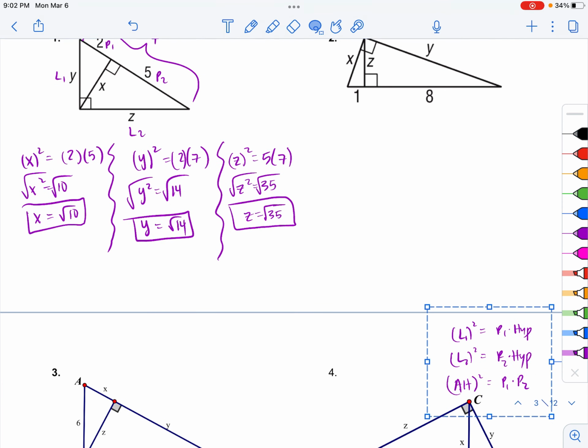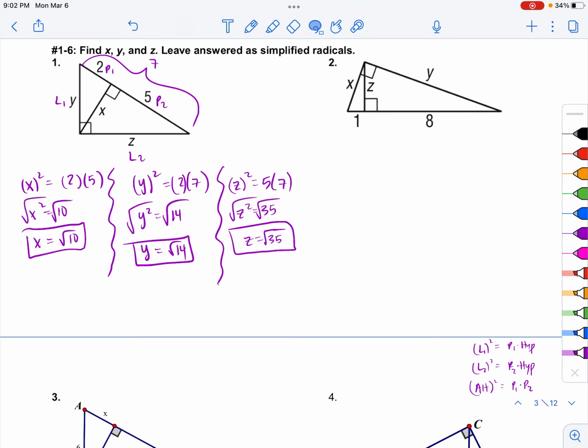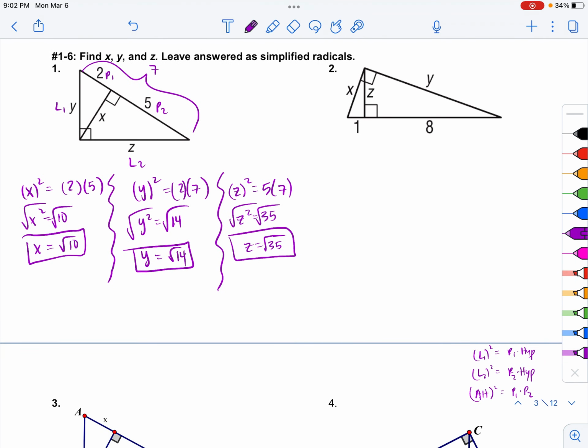I'm going to move this down here. Let's shrink this a little bit. And let's see what we get. This time around, we're solving for x, y, and z, but let's actually skip this one because this one completely reflects number 1.